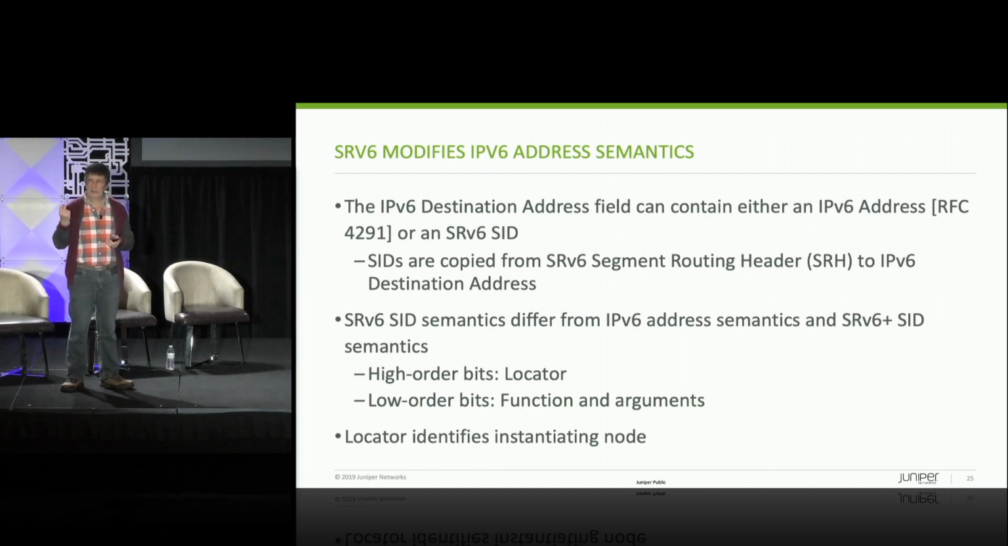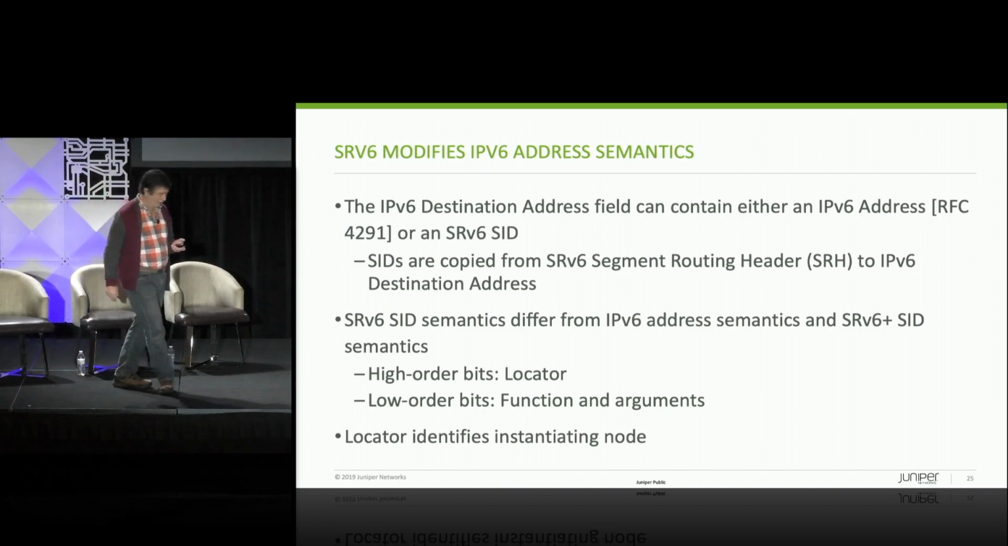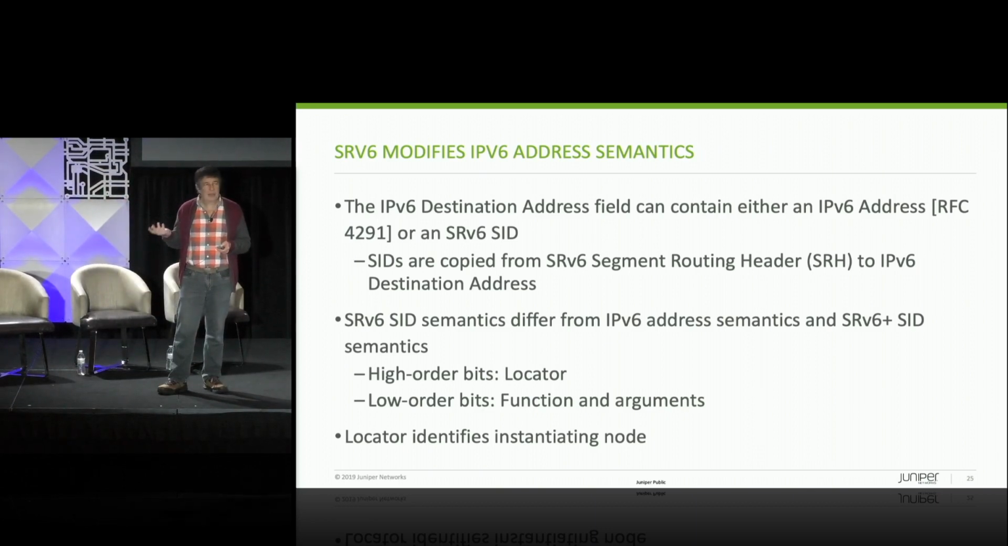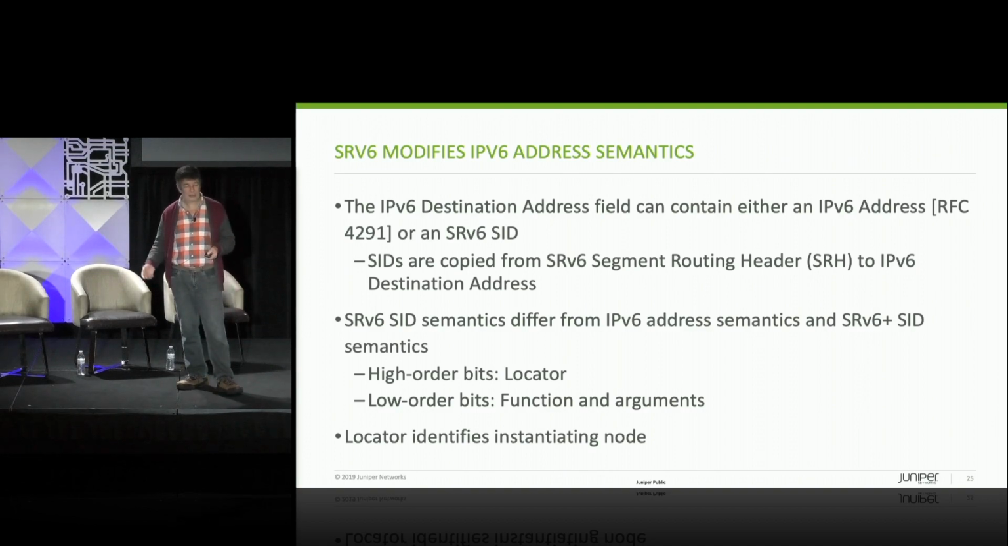In SRv6, an IPv6 address identifies an instruction to be executed on a node. The address isn't the destination. The address represents what should be done with a packet once it reaches the destination. In my opinion, redefining something as fundamental as an IPv6 address is kind of a dangerous thing to do. Lord knows how much of the internet relies on the semantic of an IPv6 address.